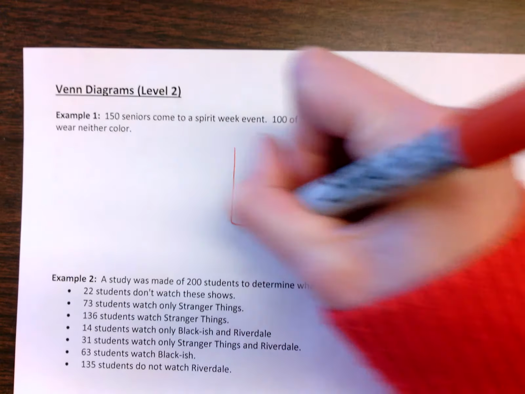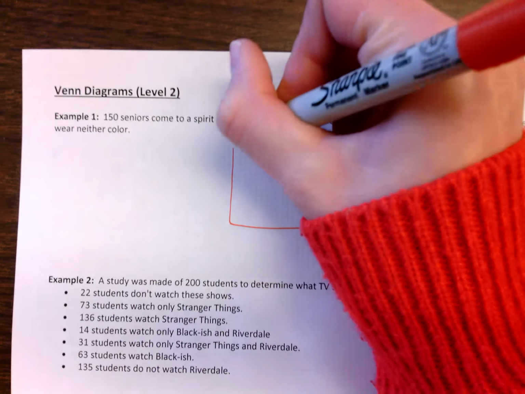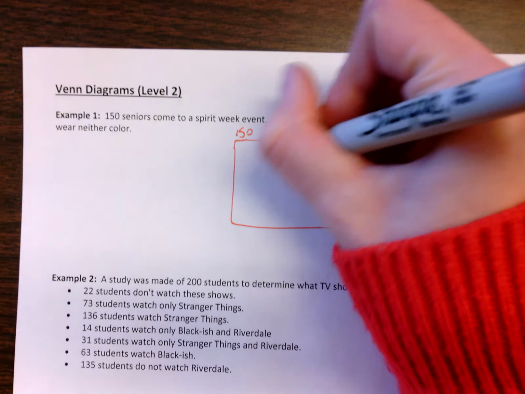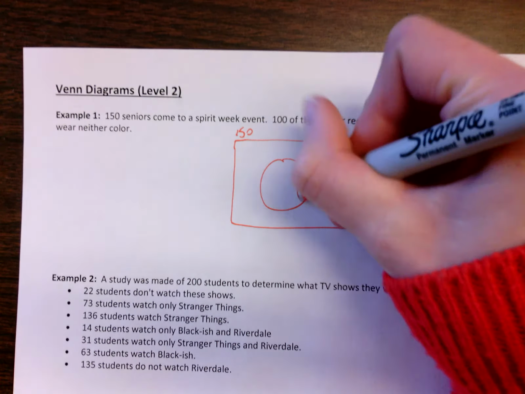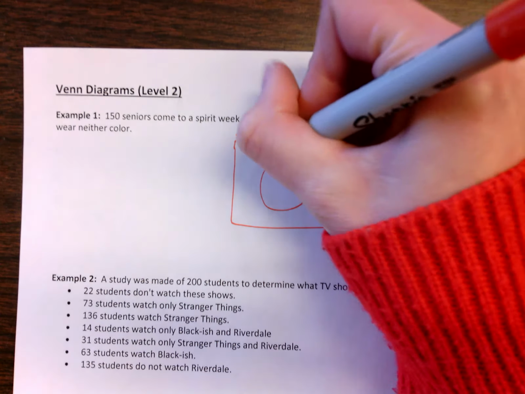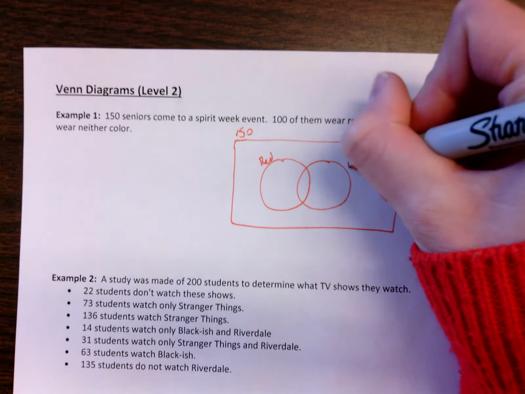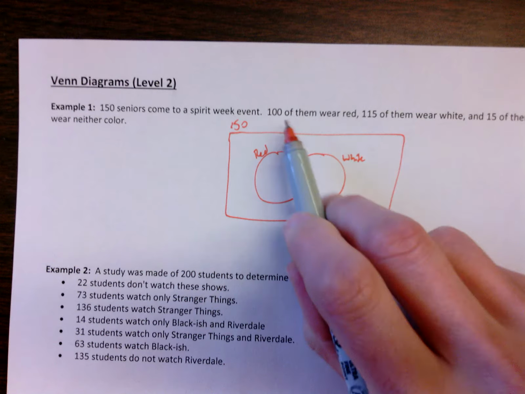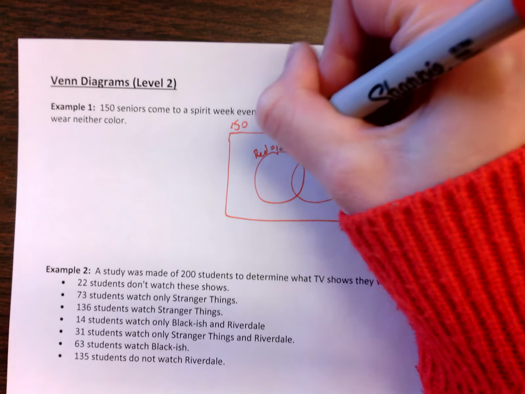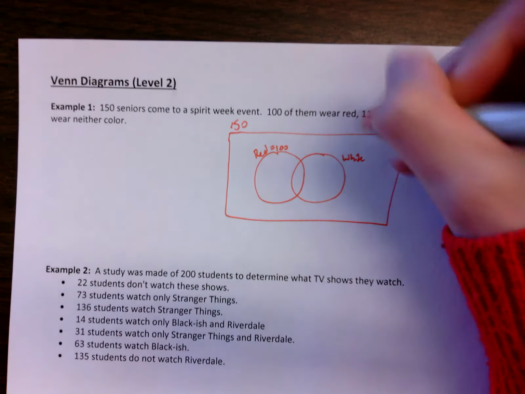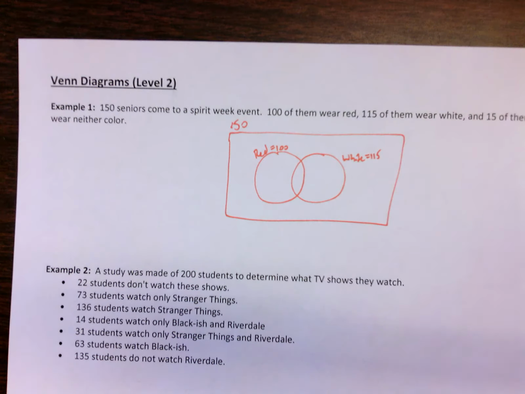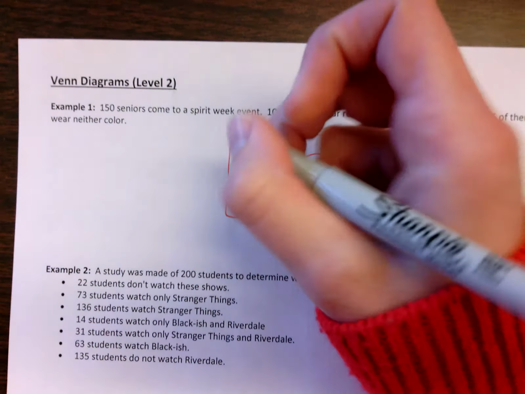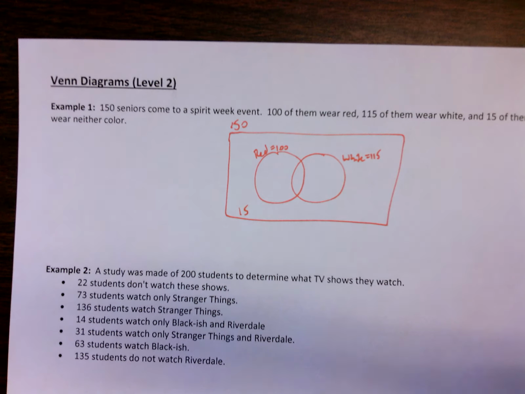So I'm going to start the same way, right, where we've got 150 people total. Okay, and within that, I need two circles, because we're just talking about two things here, where some of them wear red and some of them wear white. All right, so let's break it down. So 100 of them wear red. So this is 100 people. Okay, 115 of them wear white. So there's 115 people, and then 15 of them wear neither color. So there's 15 people.